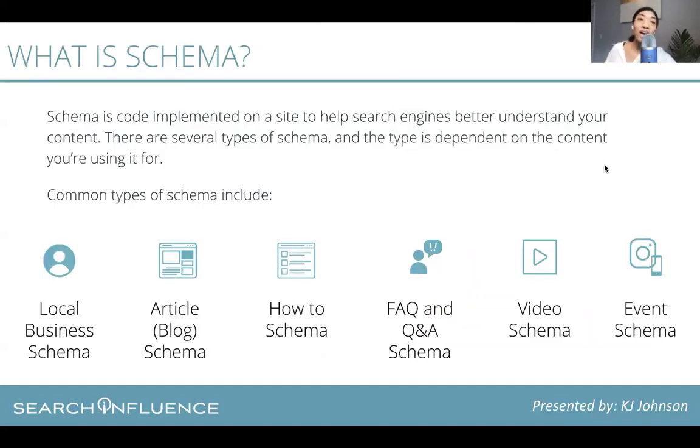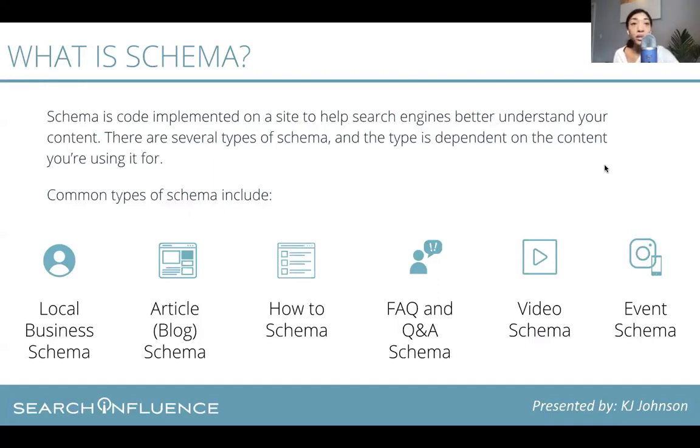So I'm sure after that, you're wondering, well, how do you schema and what exactly is it? Schema, basically put, is HTML code implemented on a site to help search engines better understand your content. There are many different types of schema, but the type of schema that you choose for your site should be dependent on the content you're using it for. Common types of schema include local business schema, which highlights business information like your business name, your business hours, and even your social media pages.